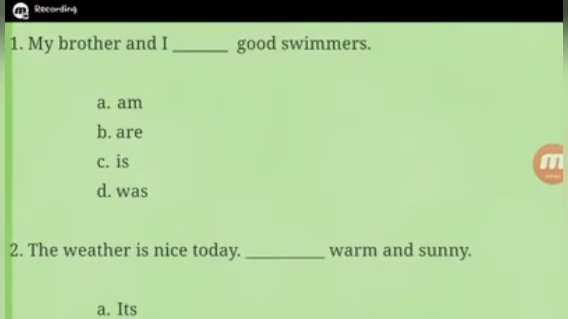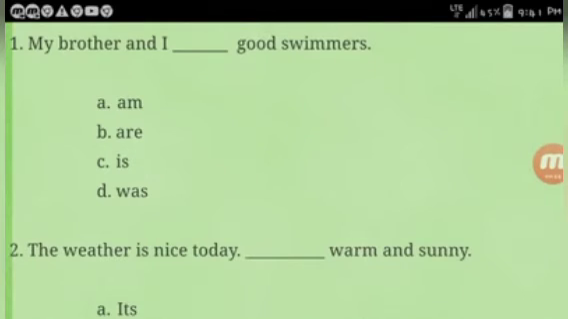Hello, this is Teacher Seppi again. I have here a reviewer for English, and this is good for general education. Okay, grammar. My brother and I blank good swimmers. Okay, our subject here is plural. So it calls for a plural verb, and the only plural verb that we have here is are, and that's letter B. Okay, next one, number 2.